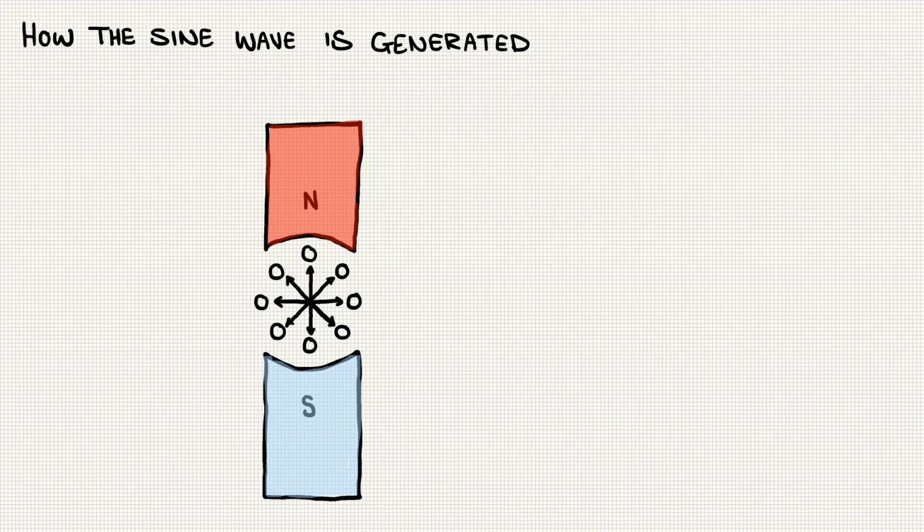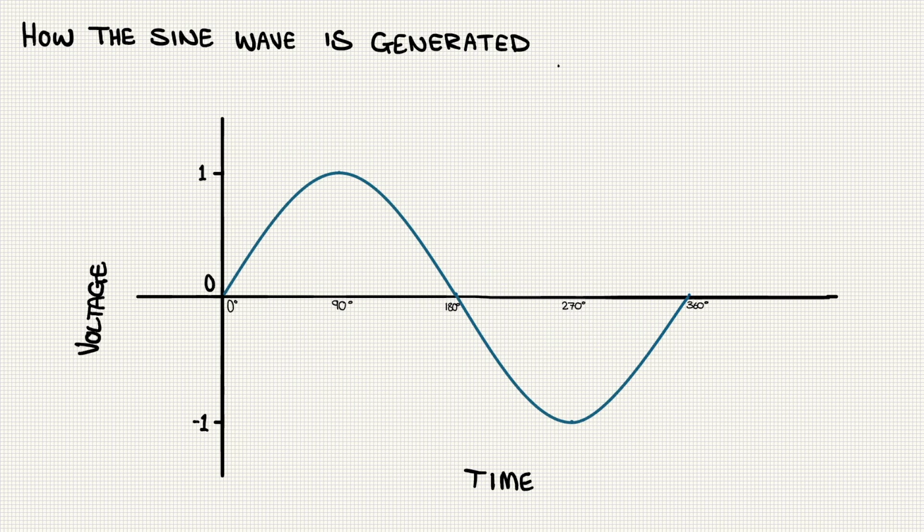Inside an AC generator, a coil of wire rotates in a magnetic field. As it spins, the amount of magnetic field cutting through the coil changes continuously. According to Faraday's law, this changing flux induces a voltage that follows a sine pattern.